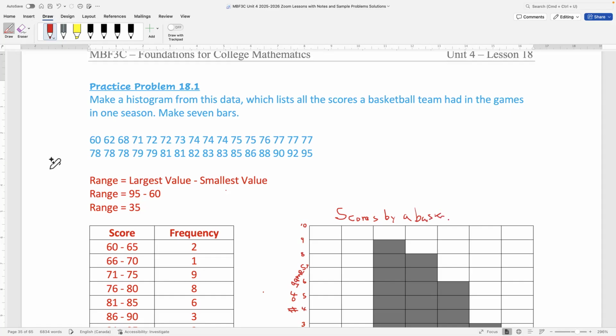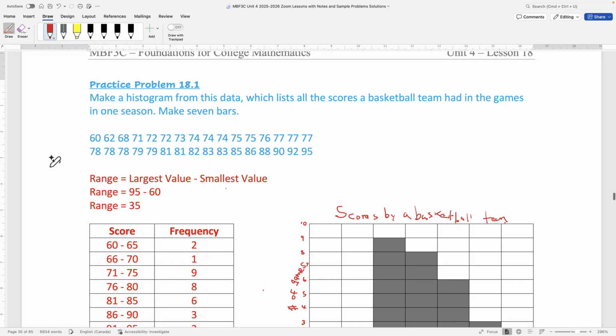And again, it's difficult to write with a mouse, so please bear with me. There we go.